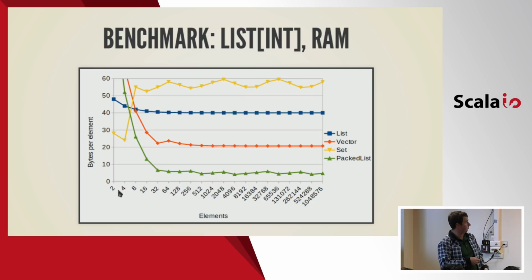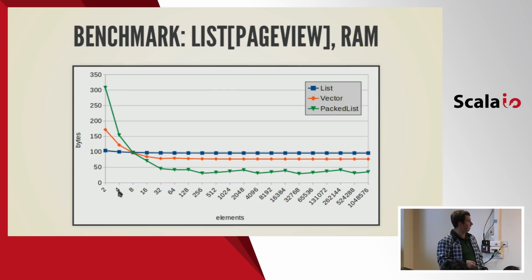For the benchmarks, this is the memory usage of a list of integers for different collection implementations. So you see that the packed list is quite good compared to other collections. For the map, for the list of page views, it's a bit worse, but still better than regular collections.